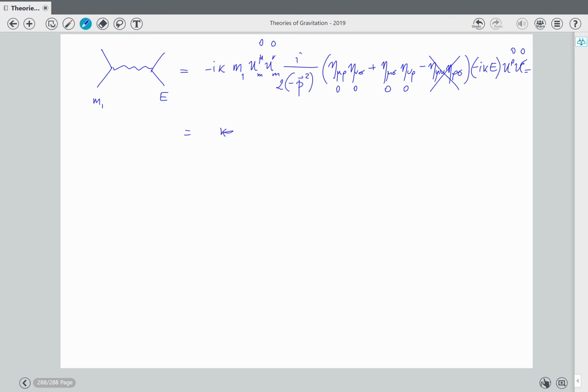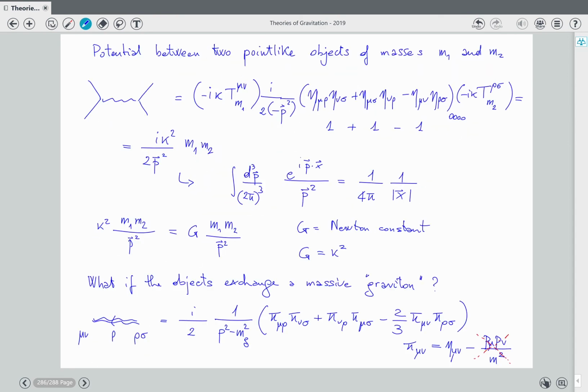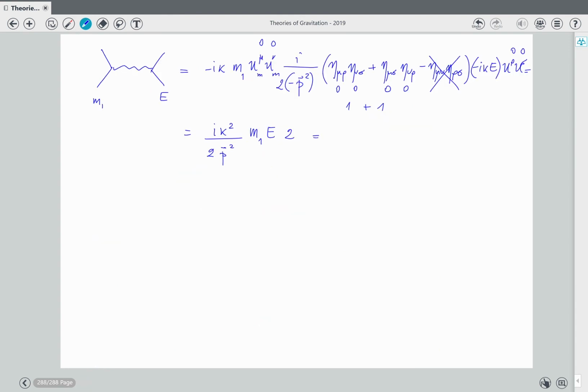So you have kappa squared, I 2 space p squared, m1 energy, and now you have a factor 2, 1 plus 1 there, 2. And in terms of the Newton constant, since kappa squared is the Newton constant, we can write it like I G m1 E space p squared, because the Newton constant is kappa squared.